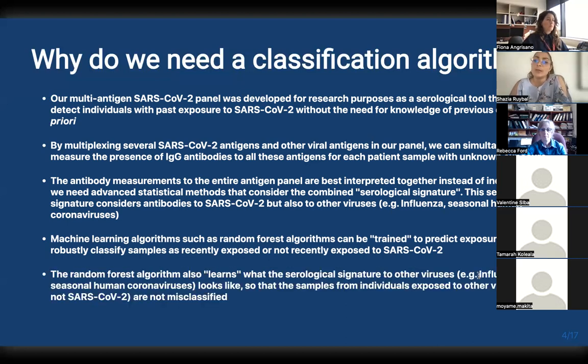And importantly, this random forest algorithm can also learn what this serological signature to other viruses looks like. And so then we can also avoid misclassification of samples from individuals that may have been exposed to other viruses. And so potentially they do have an active immune response, but it's not specific to SARS-CoV-2. And so they're not misclassified as recently exposed when actually they were exposed to maybe influenza or another seasonal coronavirus.